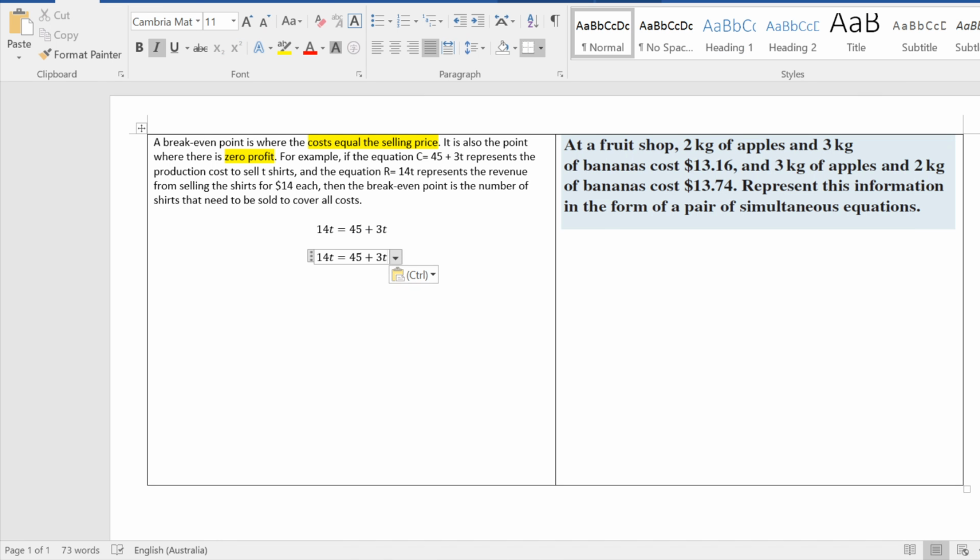So minus 3t on the other side will give you 11t. Okay, then it's going to be t is equal to 45 divided by 11. That's going to give you 4 and 1/11. I'll just get that as a decimal, one moment. So 45 divided by 11 is, we'll round that to basically 4.09.